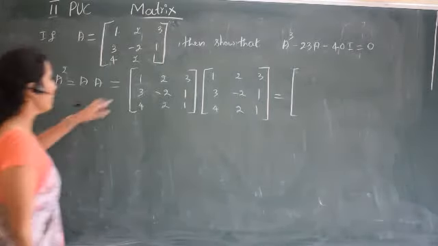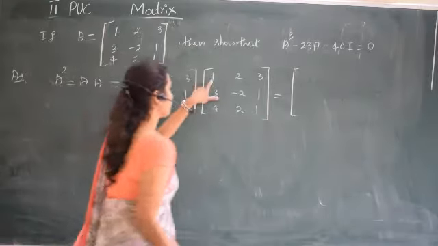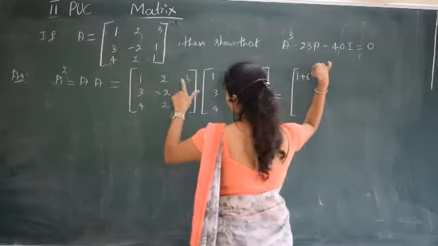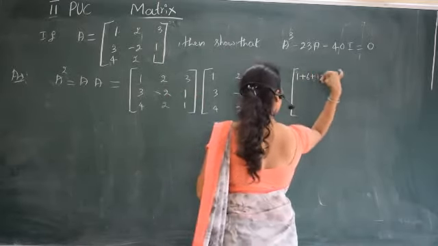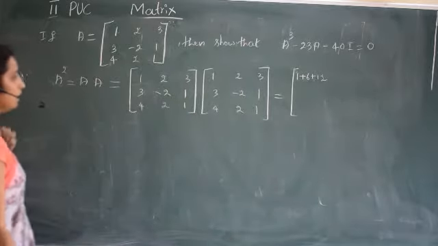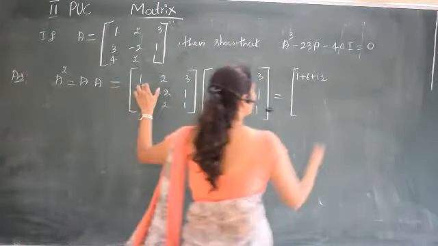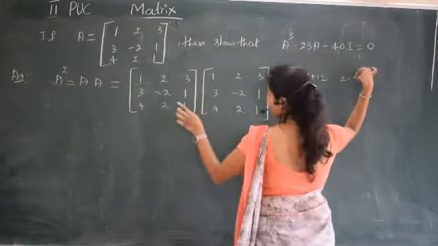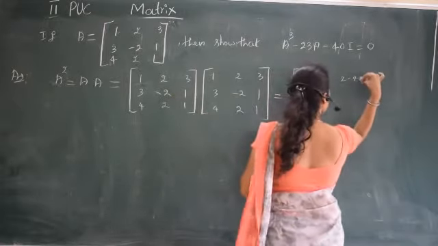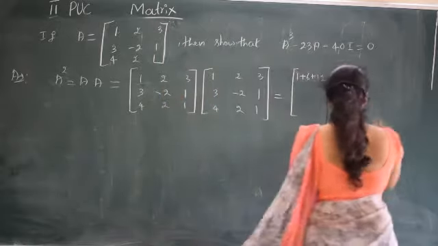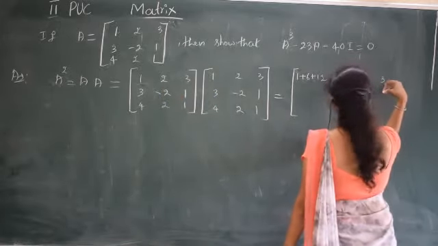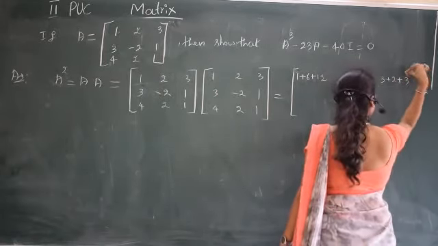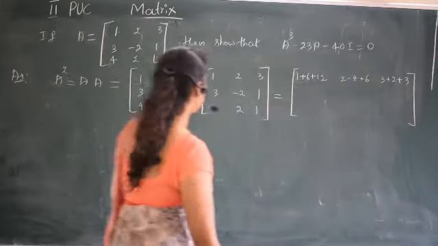So what is that? First row and first column. 1 into 1 is 1, plus 2 into 3 is 6, plus 3 into 4 is 12. So the first entry is 1 plus 6 plus 12. Second one is 1 into 2 is 2, then 2 into minus 2 is minus 4, then 3 into 2 is 6, plus 6. Next 1 into 3 is 3, next 2 into 1 is 2, plus 3 into 1 is 3. So 3 rows and 3 columns, the first row is like this.